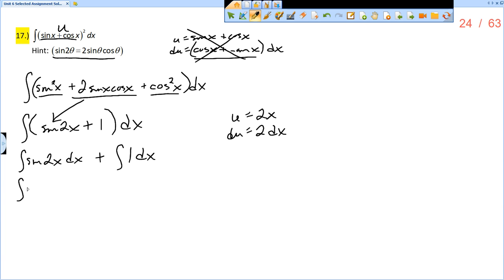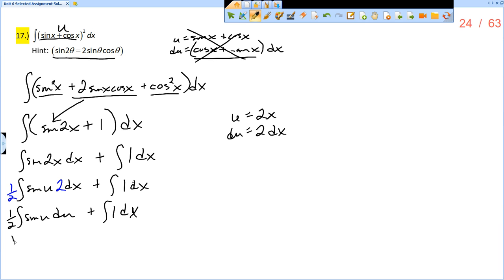All right, so now that means I have the integral of the sine of u dx. So remember, I needed a 2. So I'm going to put a 2 with the dx, which means I need a 1 half on the outside. All right, and then I still have this integral of 1 dx. So now I have 1 half integral of the sine of u du plus the integral of 1 dx. Remember, I didn't do any u substitution on that second integral.